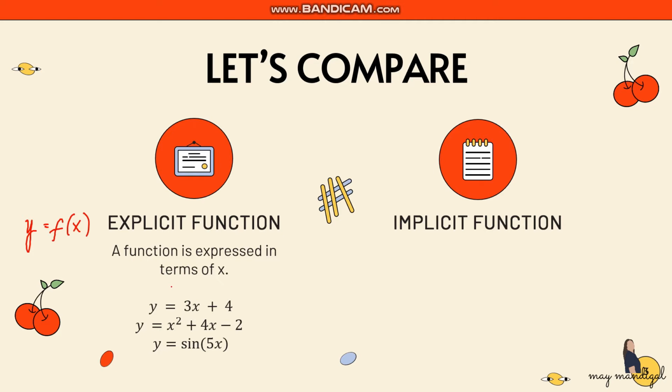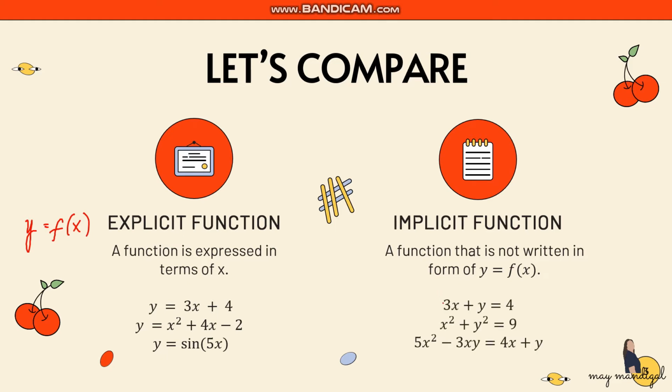On the other hand, an implicit function is a function that is not written in the form of y equals f of x. In an explicit function, all the terms with variable x are isolated on one side. In an implicit function, the terms with variable x and y may be combined, or both variables may exist on both sides of the equation. Examples are 3x plus y equals 4, x squared plus y squared equals 9, and 5x squared minus 3xy equals 4x plus y.